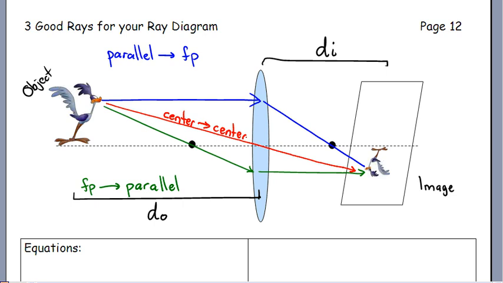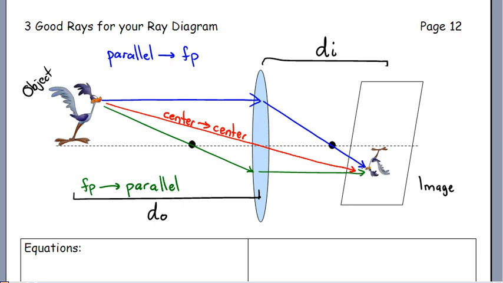So when we go to do our ray diagrams, let's always draw those three. Two should be enough to figure out that this image is going to happen at that one spot on the paper. The third one's just there kind of as a safety.